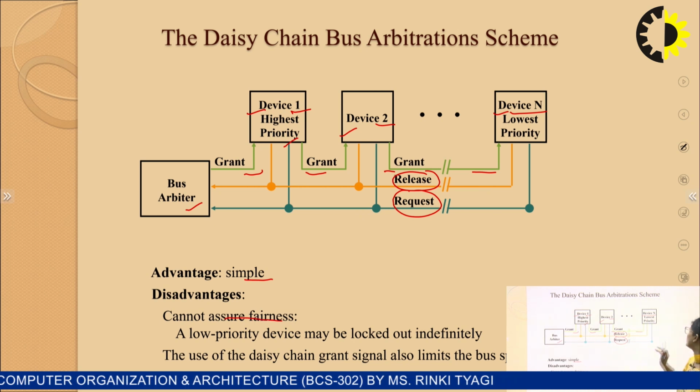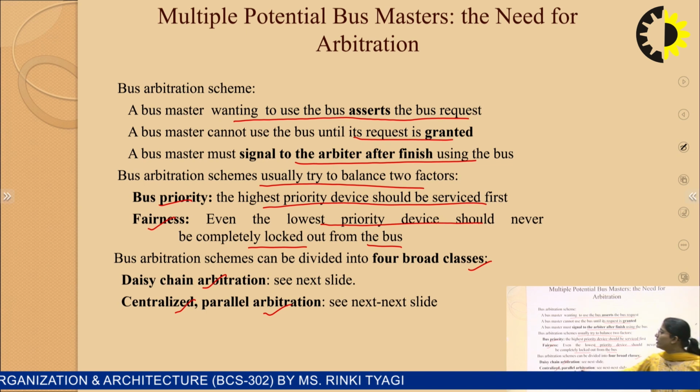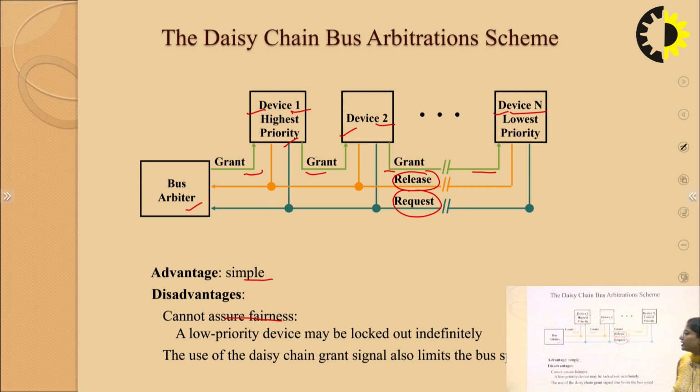In the last slide I told you about fairness, that even the lowest priority device should never be completely locked out from the bus. But the daisy chaining method does not work on that scheme. It cannot assure fairness. A low priority device may be locked out indefinitely. So it will only work on the first scheme of bus arbitration, that the highest priority device will get the bus, but it will never work on the fairness part. This is the use of the daisy chaining method.